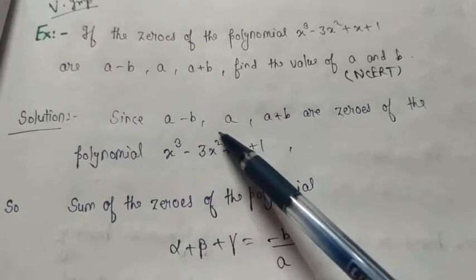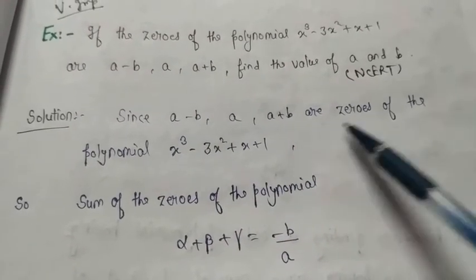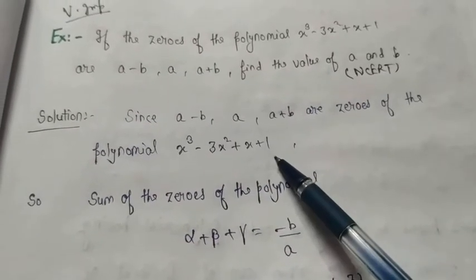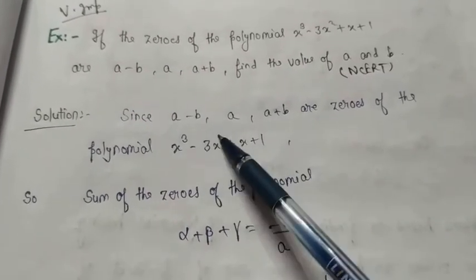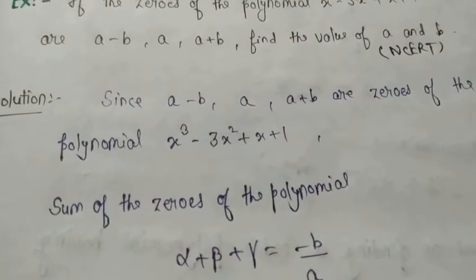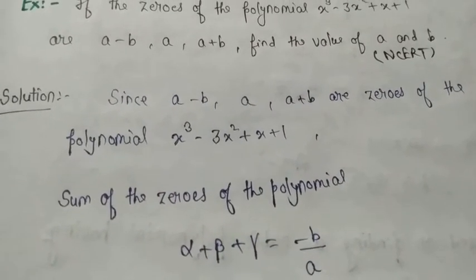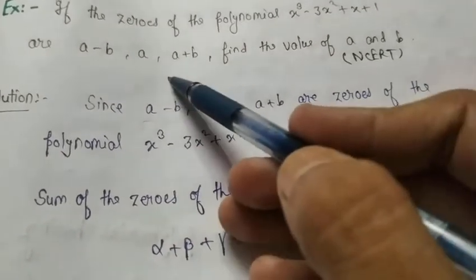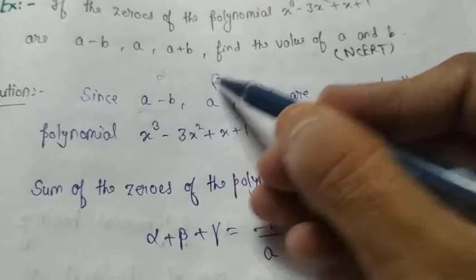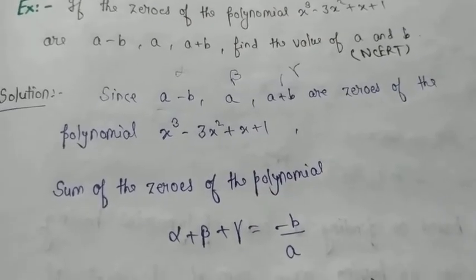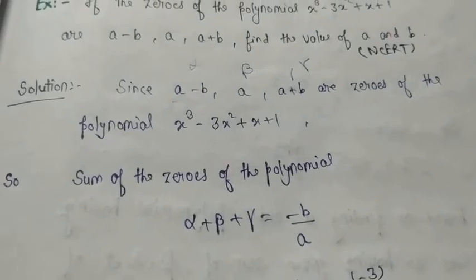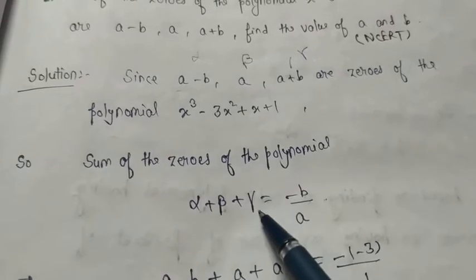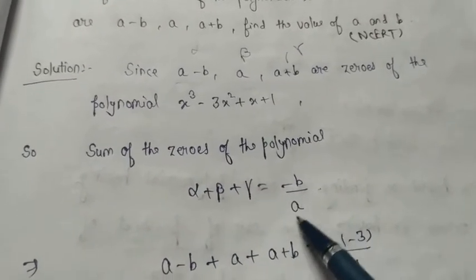Since a minus b, a and a plus b are the zeros of the polynomial x cube minus 3x square plus x plus 1. These are the zeros, that is alpha a minus b, a and alpha a plus b. So I can assume this as alpha, this as beta, and this as gamma, because these are the three zeros. And we know the sum of the zeros of the polynomial is alpha plus beta plus gamma, which is equal to minus b by a.